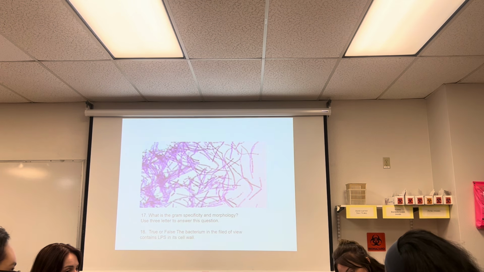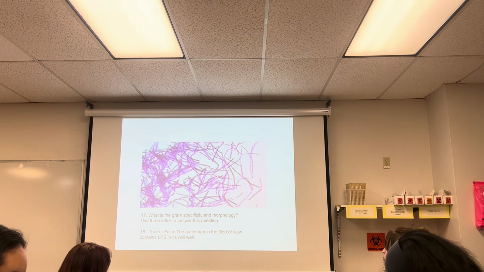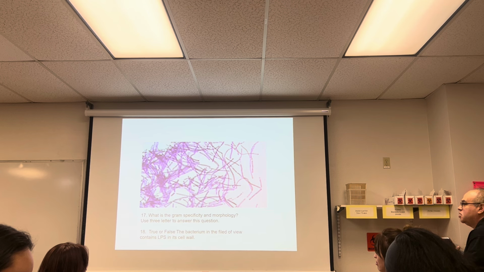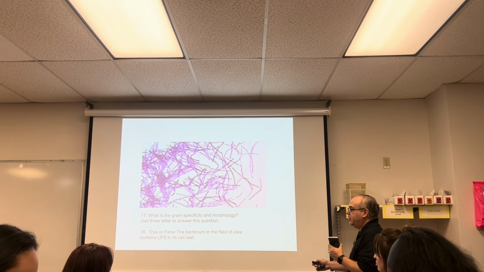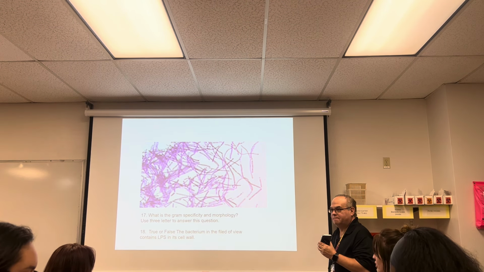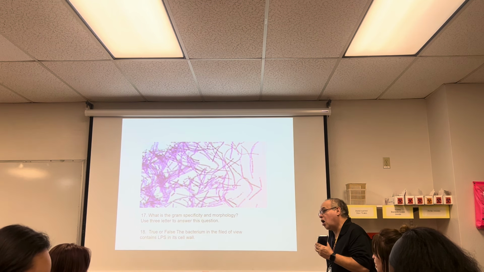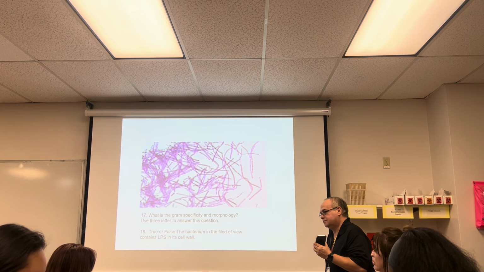Okay, here we go. So what color do you see? And what is it then? A Gram stain. So now, what is the Gram specificity and the morphology? And I want you to use 3 letters to answer the question. What are you going to say? GP what? GPR or GPB?